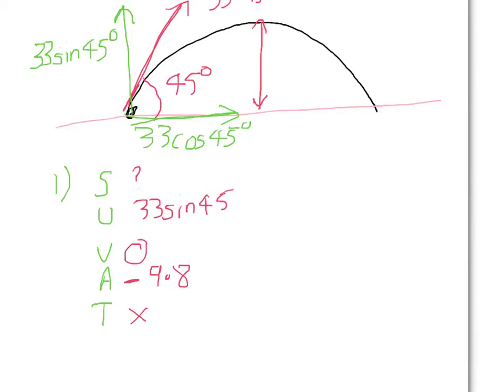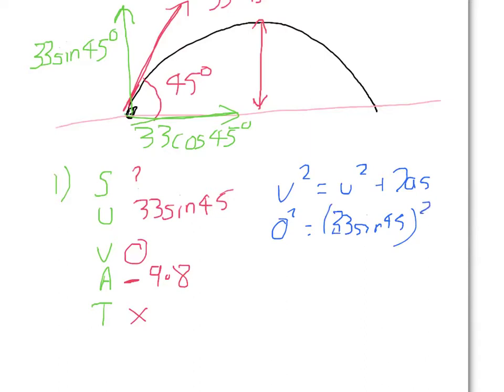Now we've got to think back to our Mechanics 1 here. Which SUVAT equation does not have a t in it? Well, that is v squared equals u squared plus 2as. And if we substitute in what we know, well, the v is 0, so 0 squared. Our u is 33 sine of 45 all squared. Now, because it's minus 9.8, I'm going to put minus 2 times 9.8 times the s.